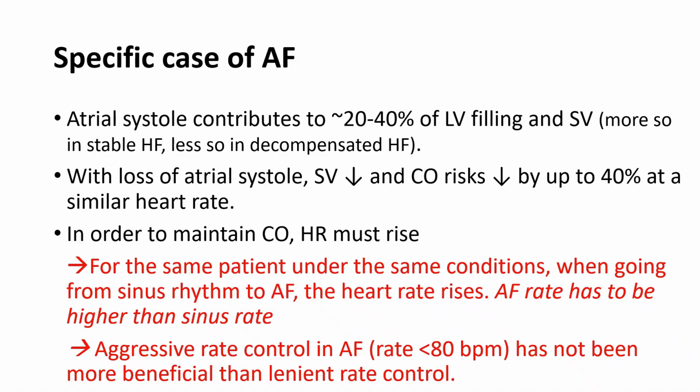Therefore, if a patient under the same condition goes from sinus rhythm to atrial fibrillation, the heart rate must rise to maintain cardiac output. AFib rate has to be higher than sinus rate. This explains why aggressive rate control in AFib to a rate less than 80 beats per minute has not been more beneficial than lenient rate control of 80 to 110 beats per minute, according to the RACE-2 trial, which has been adopted by the ESC guidelines.